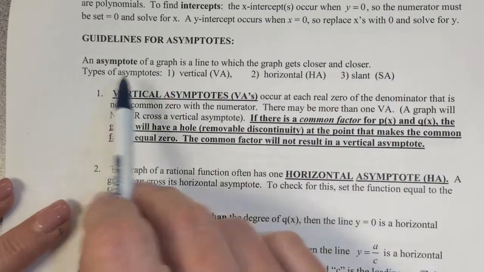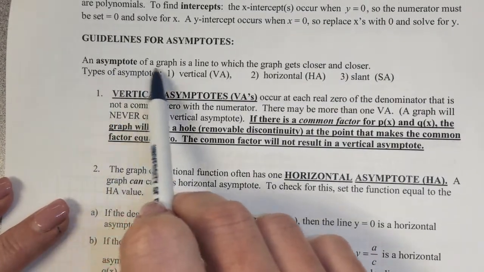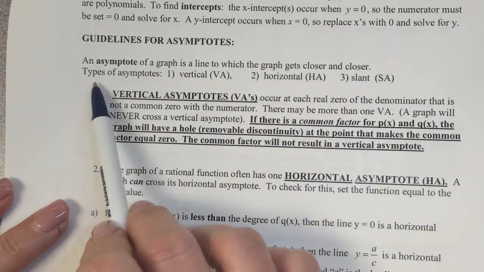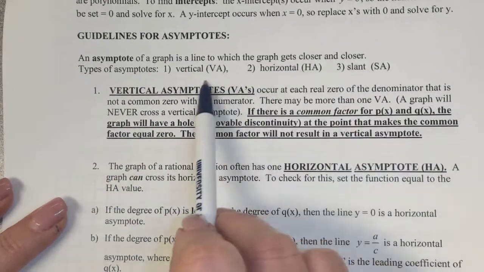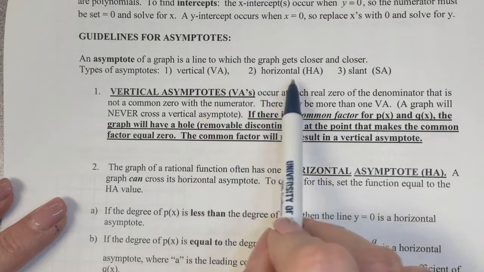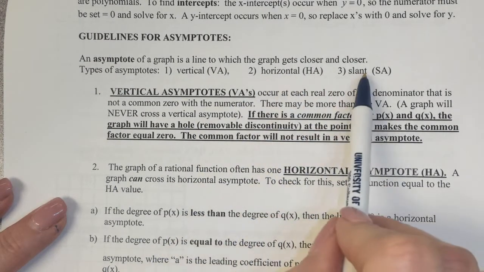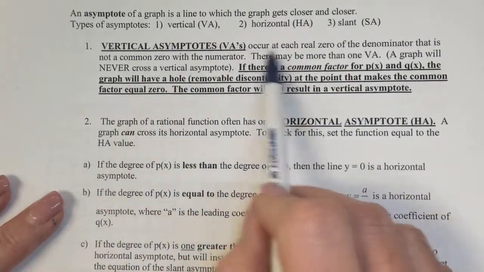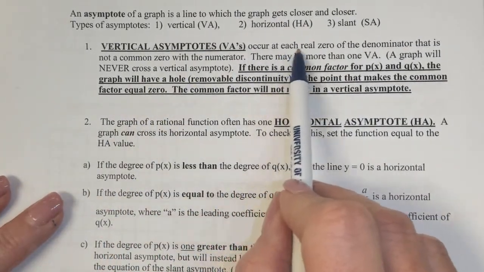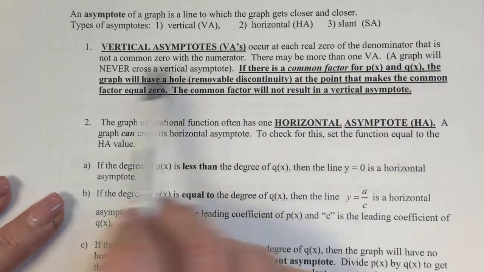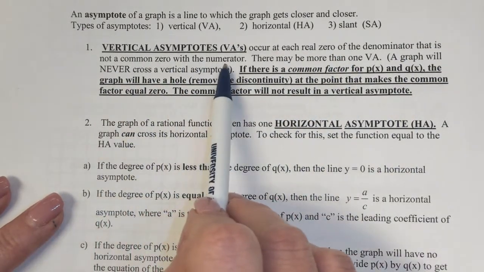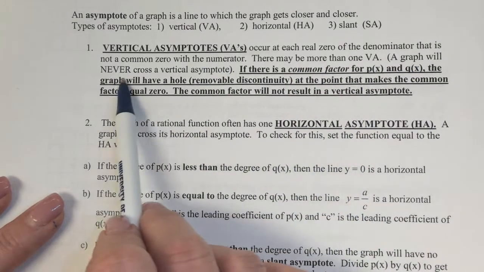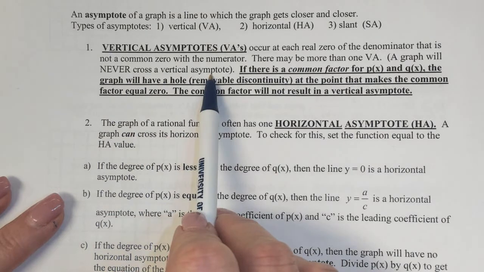Guidelines for asymptotes. An asymptote of a graph is a line to which the graph gets closer and closer. We have three types of asymptotes. Vertical asymptotes we've talked about, horizontal we talked about briefly, and then slant is going to be a new type of asymptote. Vertical asymptotes are going to occur at each real zero of the denominator that is not a common zero with the numerator. There may be more than one vertical asymptote. A graph will never cross a vertical asymptote.